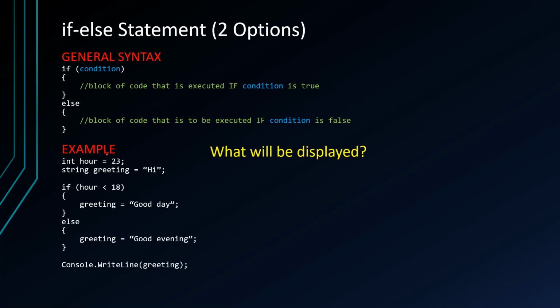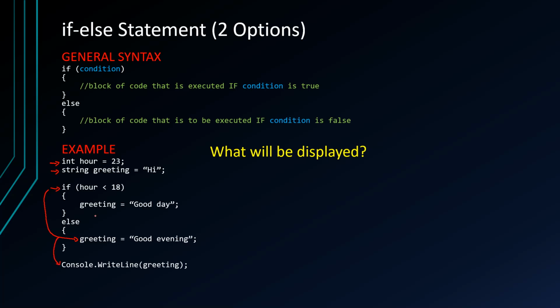Okay, so again, the program comes in. It defines a variable called hour, sets it to 23, defines a variable called greeting, sets it to hi. And down here, it says, is hour less than 18? No, it fails because hour is 23. 23 is not less than 18, so it skips over this. It will automatically go in here. It will execute this line of code and set greeting to good evening. And then it finishes and continues on.